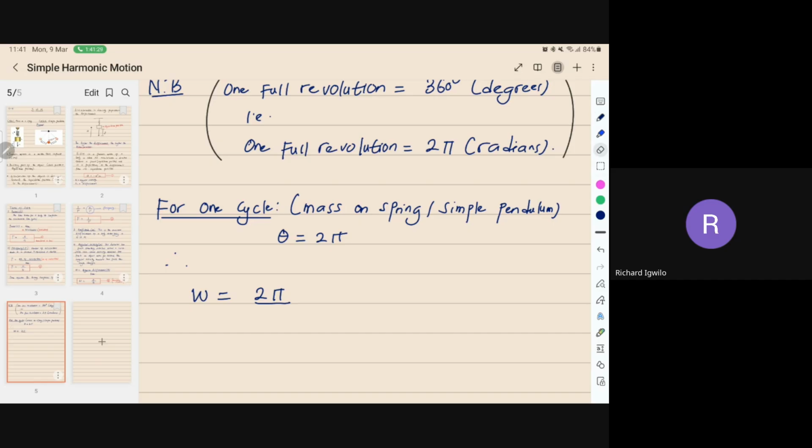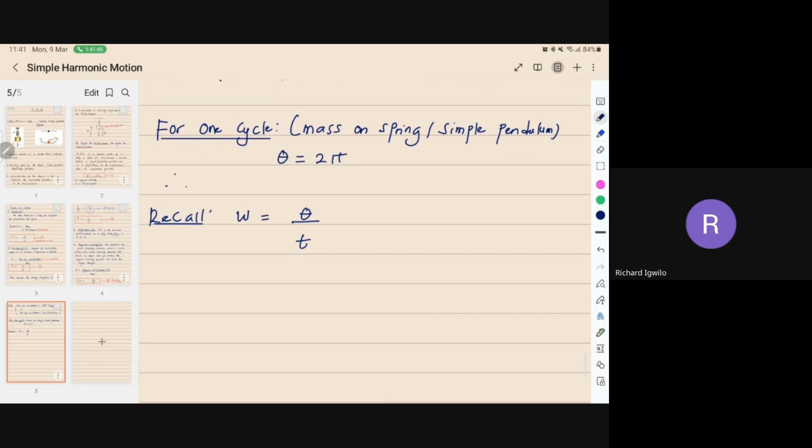Now, I want to do something before I do this. Recall, so I don't confuse anybody, that angular velocity is theta over small t. But for one cycle, we have that t is equal to T. That is the period. Recall that period.